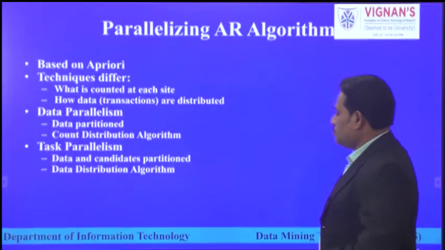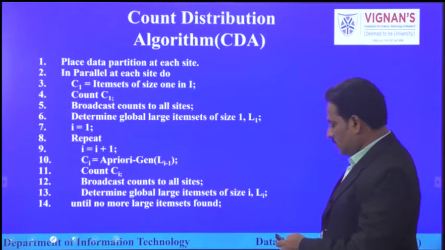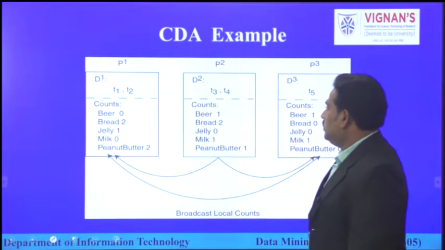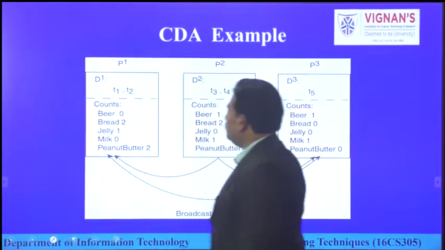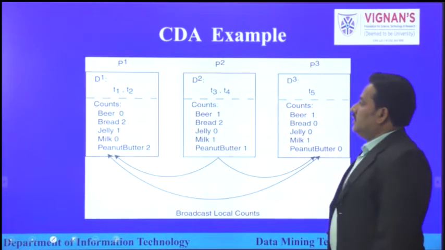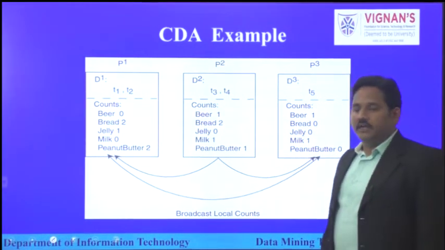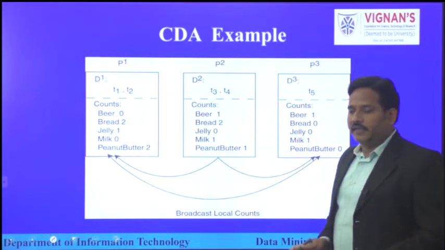We will see those two algorithms here. The count distribution algorithm. Let's have an example here so that we will have clarity. So in this count distribution algorithm, there are three partitions that have been created. That is, the entire database has been divided into three partitions.